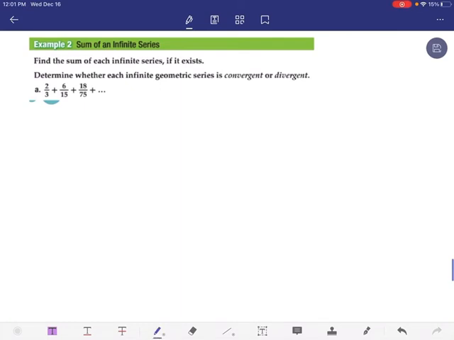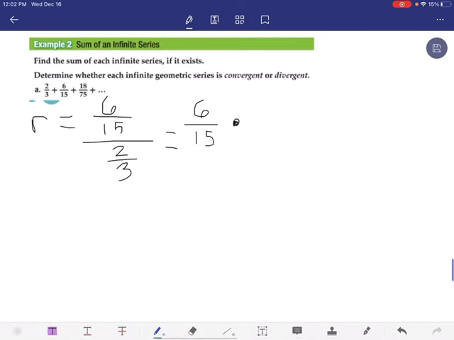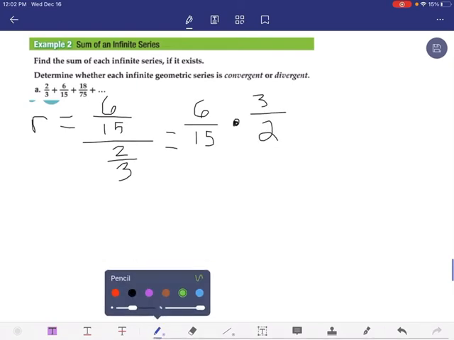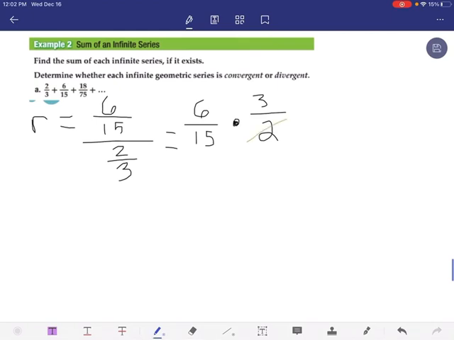So it says, find the sum of each infinite series if it exists. Our first step is to find our r, because that's going to tell us if the series is convergent or divergent. So we're going to start by taking two of our terms, 6/15 divided by that first term, which is 2/3. Notice that we have a complex fraction, so we need to keep our first fraction, change our division to multiplication, and flip that bottom fraction. And then we can go ahead and reduce.